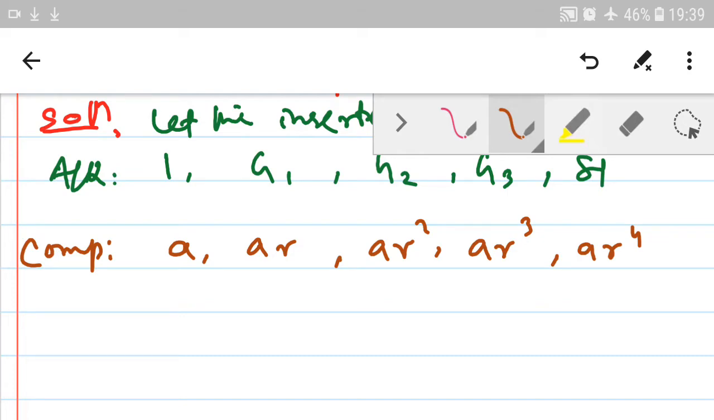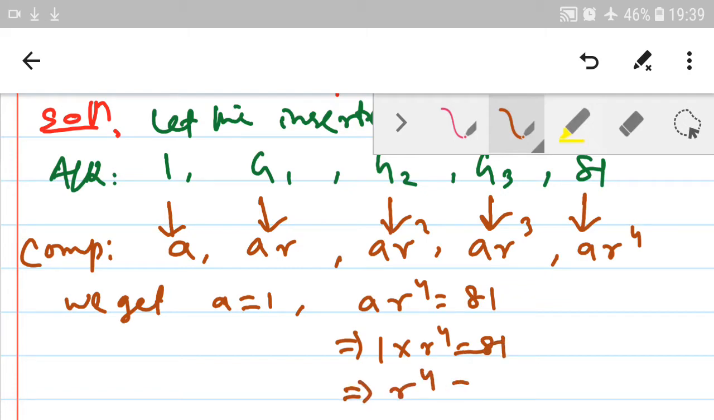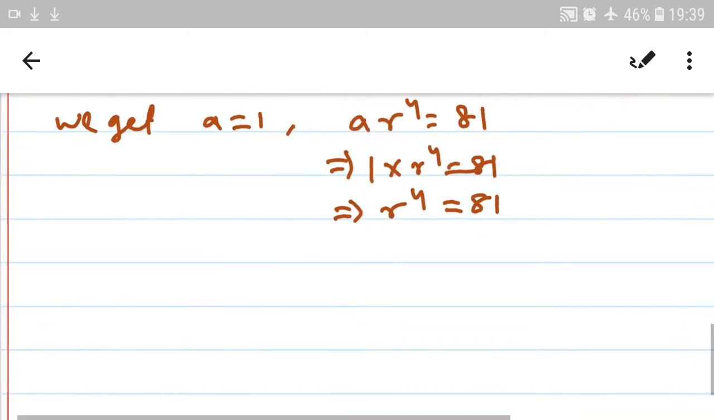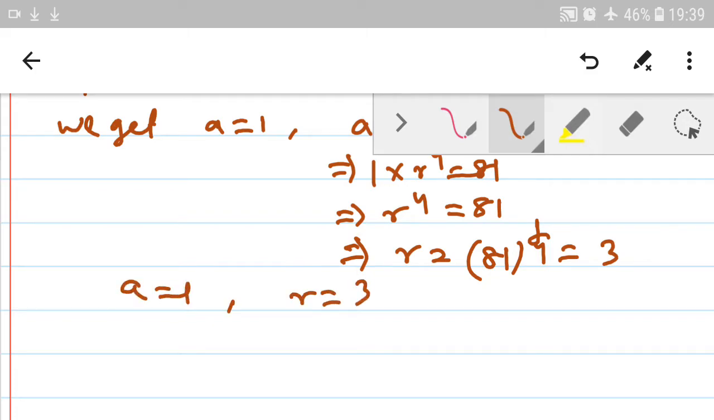Clear? So if I compare it in this way, we get A equals 1 and AR to the power 4 equals 81. Putting A equals 1, I get R to the power 4 equals 81. Now if R to the power 4 is 81, I can easily write that R equals 81 to the power 1 by 4, which is equal to 3. Therefore I get A equals 1 and R equals 3.